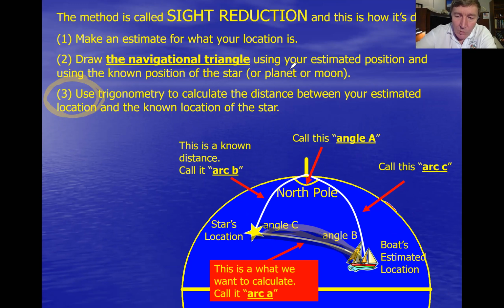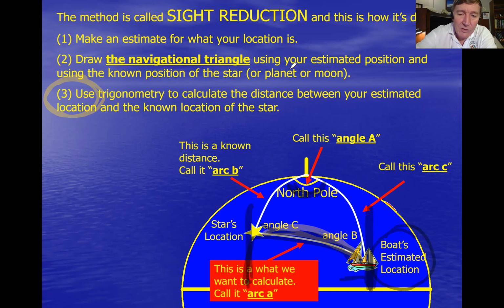So we know what the boat's latitude and longitude are, at least the estimated. We have a firm number for what the boat's estimated latitude is. We have a firm number for what the star's latitude is. And we have a firm number here for the difference between our GHA, or if you prefer, our longitude, and the star's GHA.